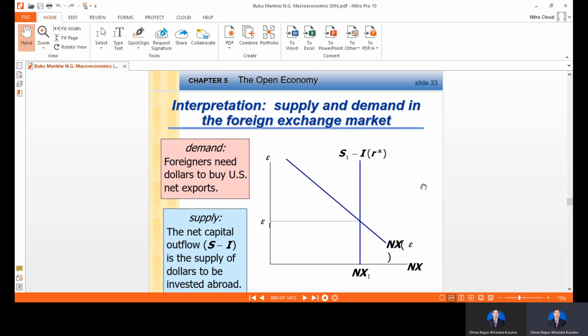Now here actually we have a demand. This is the demand, the foreign need for dollars to buy US net export. And here actually is the supply. This is the proxy of supply actually, the supply of available funds, and here's the demand for dollars, or net export.